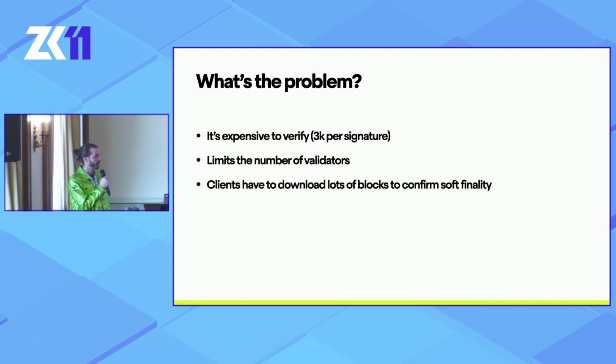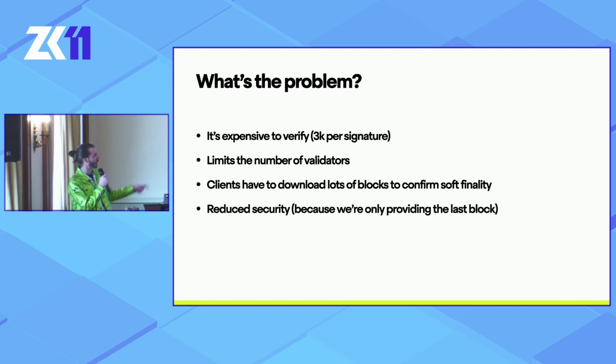Clients have to download a lot of blocks to confirm soft finality. As on the previous slide, I talked about the soft finality between the rollups. We want to provide some finality, otherwise it would take an hour to process a transaction. But if you've got a mobile device and you're coming online, offline, then you have to download all the blocks in between when you last came online. We want to try and avoid that, and give them a proof instead where they can be really up to date as quickly as possible.